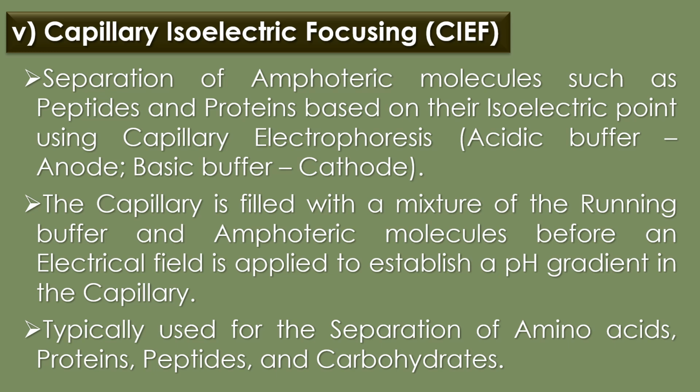Amphoteric molecules migrate through the gradient until they reach the point where the pH is equal to their isoelectric point. Detection is then performed when all molecules have successfully migrated. Capillary isoelectric focusing is typically used for the separation of amino acids, proteins, peptides and carbohydrates.